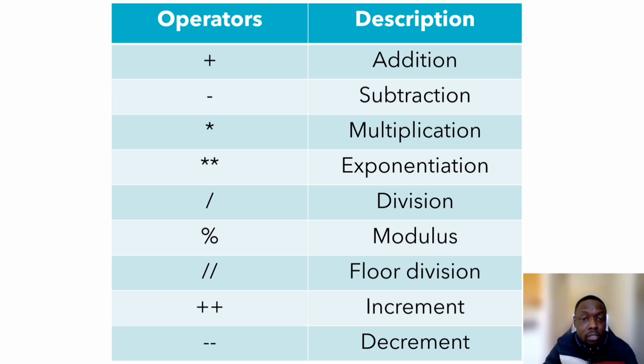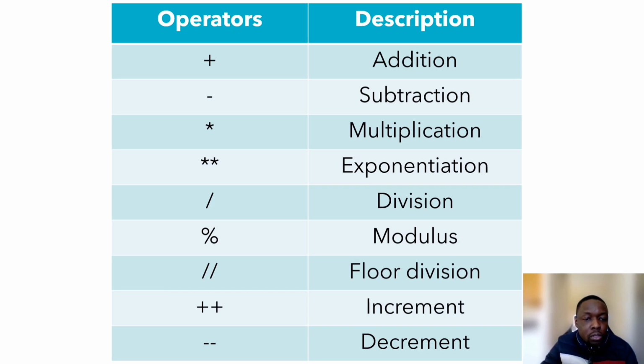The next one is the division. So if I say 6 divided by 2, the answer will be 3. The next is the modulus, which we use the percentage symbol for. The modulus is always used to give us the remainder after dividing. For example, if I say 5 percentage 2, the answer will be 1, because when you divide 5 by 2, we have 1 as the remainder. And also we have the double slash, which is for floor division. This gives us the quotient. So for example, if I say 5 double slash 2, the answer will be 2, as a quotient.